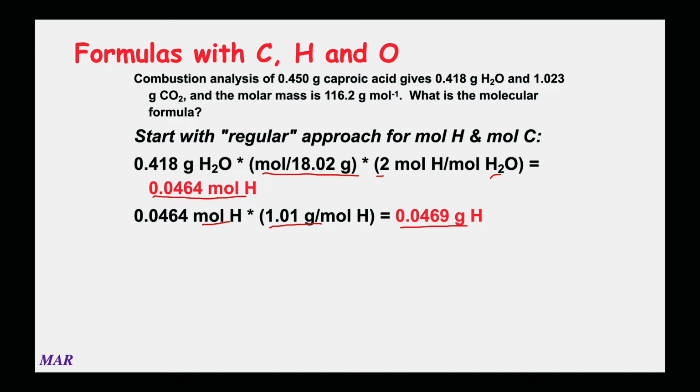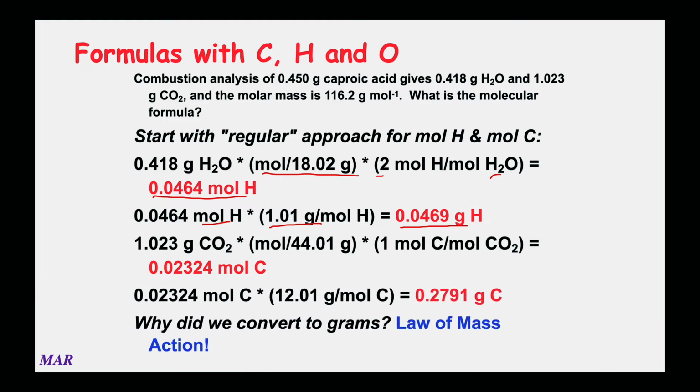I put both of those numbers in red because we're going to use both of them again in a little bit. Hint, hint. Now we're going to do the same process, but with the CO2. We'll start with the 1.023 grams of CO2. We'll turn it into moles using the molar mass. 1 C from 1 CO2, so 0.02324 is the moles of carbon. And again, it's in red. That part is similar to what we did earlier.